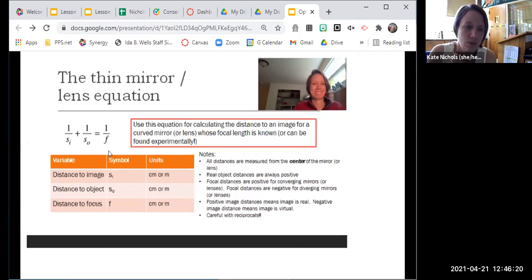The last thing is just to be a little careful on the reciprocals. This is true with those circuit equations as well. Don't forget to actually take the reciprocal at the last step. People add up the image distance and the object distance, and they forget to take the reciprocal to find the focal length or whatever you're looking to find. So just remember that you have to take the reciprocal at the very end to find your actual solution. Questions on this equation?